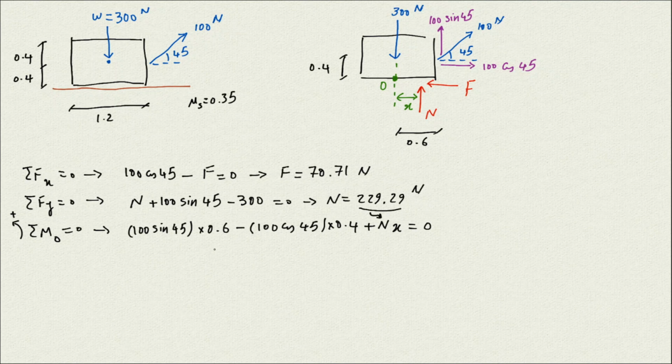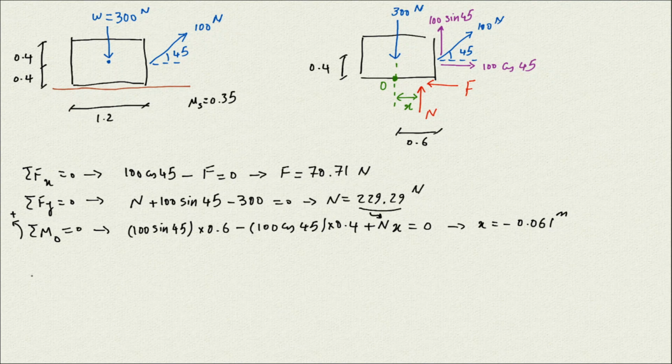If we go ahead and use that value, we will get x, which comes out as a negative 0.061 meter. So it says that the N is on the other side of the O, somewhere here. Now we have found the F, N, and the x value. Now we want to know whether it actually moves or not.